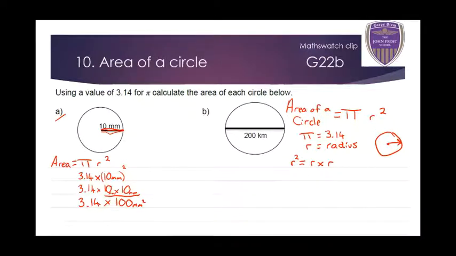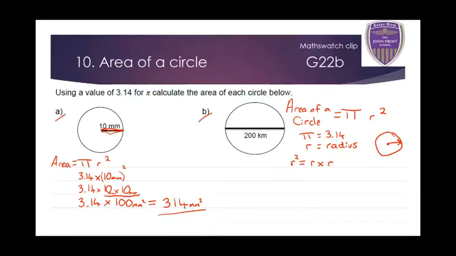Okay, so 3.14 times 100. Well, that's nice and easy. So if I write 3.14, because I'm multiplying by 100, I have to bounce the decimal point to the right twice. So my new decimal point will go here. Get rid of this decimal point. Ooh, not the 3. So 3.14 times 100 millimeters squared will be 314 millimeters squared. Okay, so that's the final answer to question A.